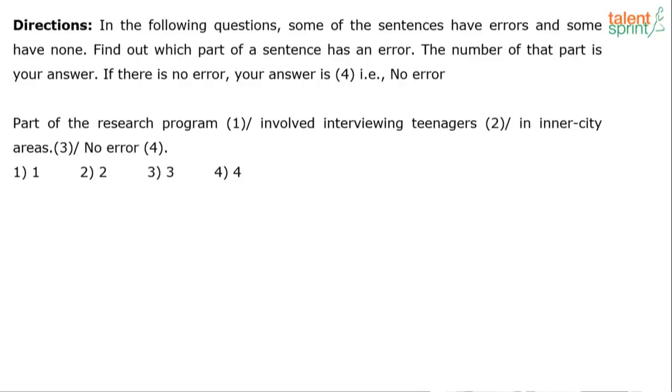Okay, the next question is you have to spot the error. In the following questions, some of the sentences have errors and some have none. Find out which part of a sentence has an error. The number of that part is your answer. If there is no error, your answer is 4. That is no error. Okay. Let's look at the question. Part of the research program involved interviewing teenagers in inner city areas.